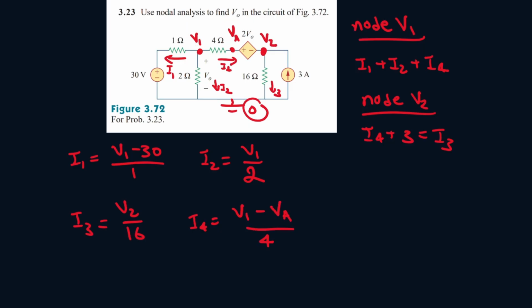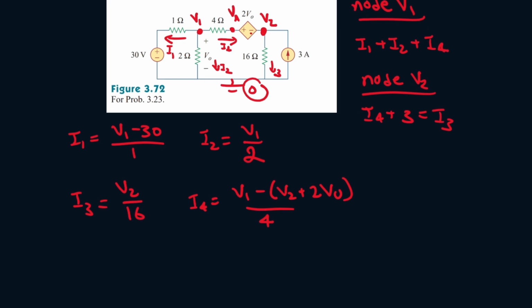Now we have to find a way to represent VA. So as current keeps moving to the right, VA drops by 2 VO because it leaves from the negative terminal. And this is what V2 will be equal to. So VA equals V2 plus 2 VO. Alright, so we can plug that into here: V2 plus 2 VO. Now we have to find a way to substitute VO.